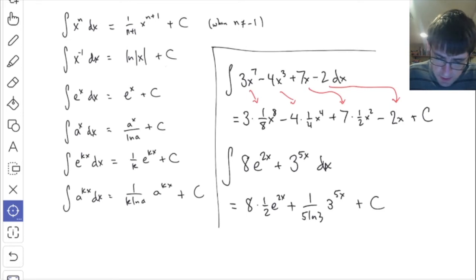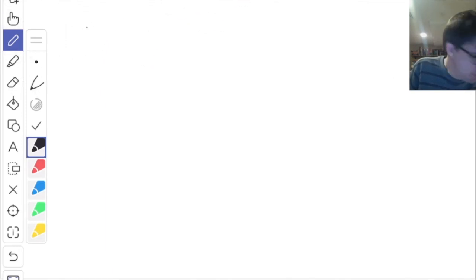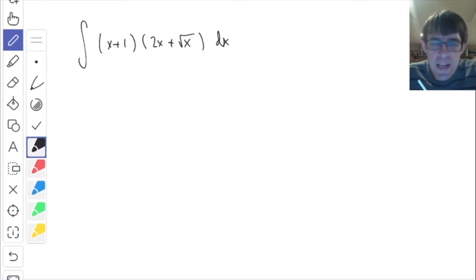All right, let's continue. I got a few more here. How about the integral of x plus 1 times 2x plus square root x? This one's a little cute. What's special about this is there is multiplication on the inside. When you have things added together on the inside, you just go down the list and do the integral of each of the things being added. But when it's multiplication, you've got to do something completely different.